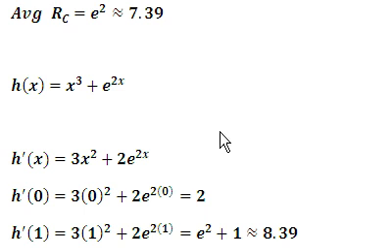Now 7.39 falls in between 2 and 8.39. That's good, because remember, this is the average. This is the instantaneous at 0 and the instantaneous at 1. Now I'm not going to have a graph for this particular problem, I just didn't put a graph up, but you need to just go ahead and trust the math. Sometimes it's not good to look at graphs, but I do have a graph for the next problem.